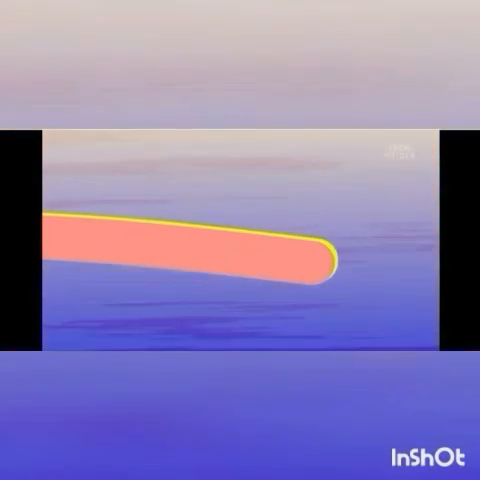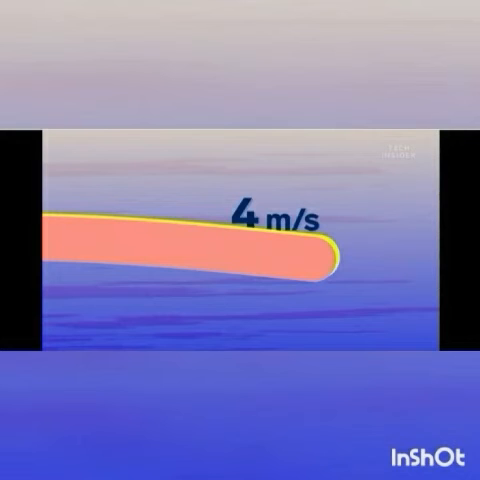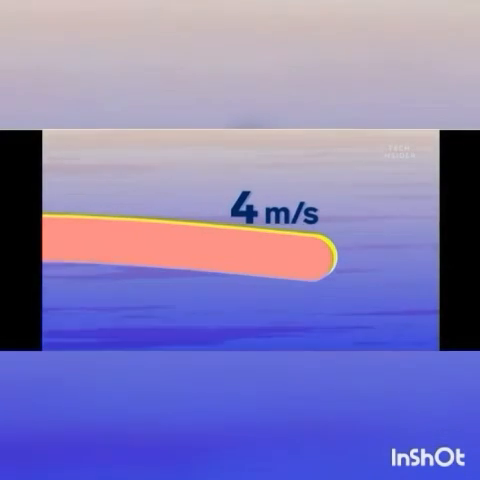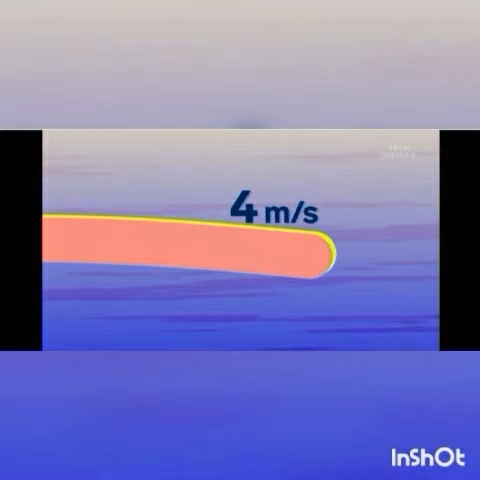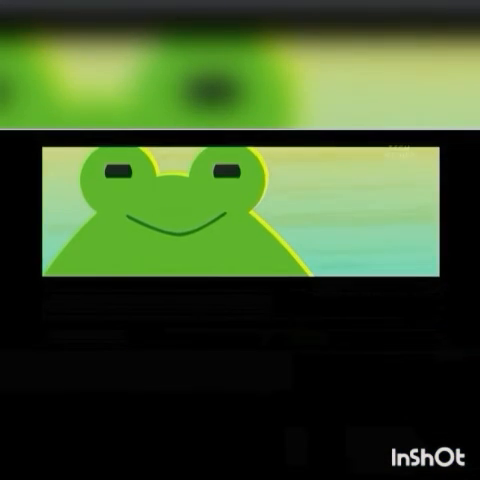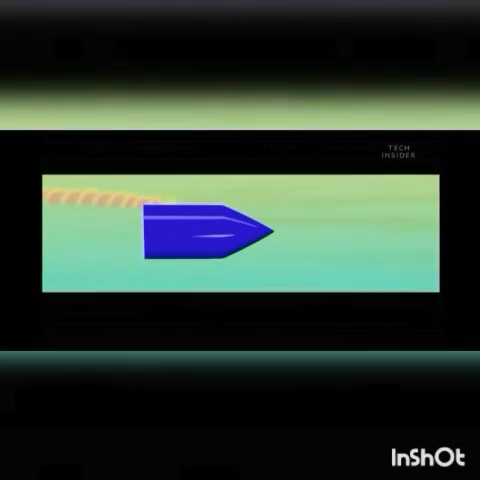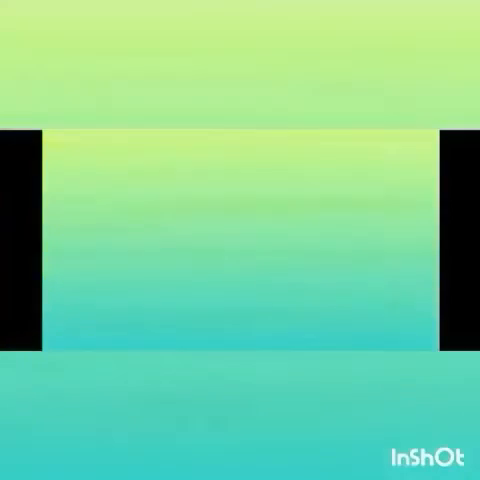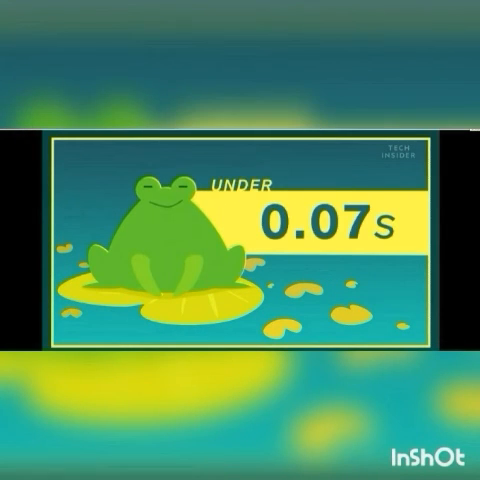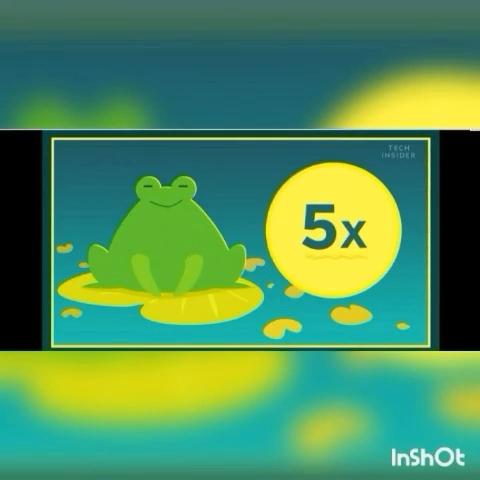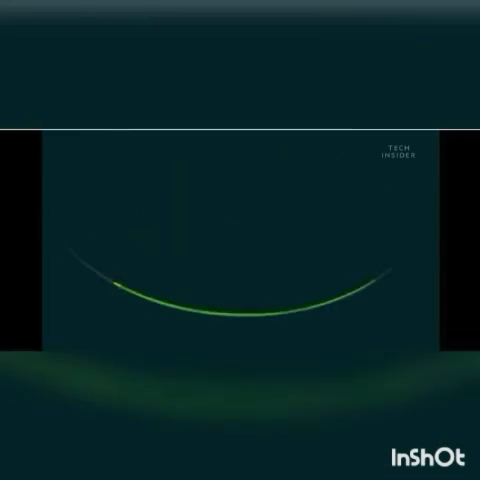Their tongue is made up of two powerful muscles, an extender and a retractor. The extender fires the tongue towards its prey at an outstanding 4 meters per second. At the same time, the frog flicks its jaw open, which rotates the tongue as it fires. Like a speeding bullet. Bang! Before you can blink, it's all over. Researchers found that frogs can snatch their prey in under 0.07 seconds, 5 times faster than you can blink.